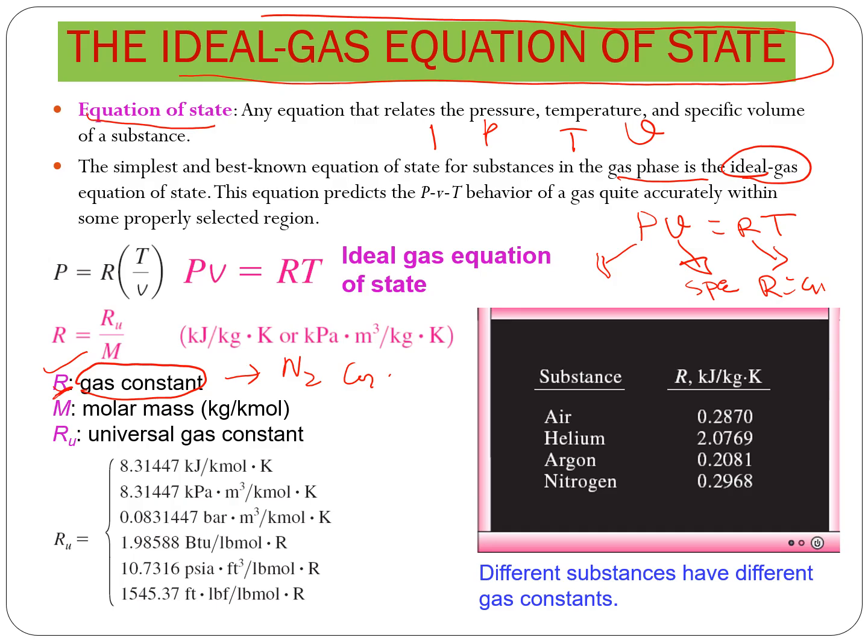And the formula for R is R = Ru/M. Ru is called the universal gas constant. This value is always constant no matter what the gas is. And then M is called the molecular weight, in kilogram per kilomole. So if it is nitrogen, it has a certain molecular weight. If it is hydrogen, it has a certain molecular weight. So you can use the table to find the molecular weight. And Ru is a constant. See, it gives you the value. This is Ru, the universal gas constant.